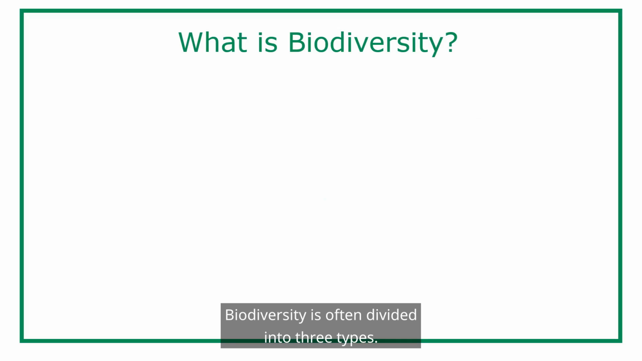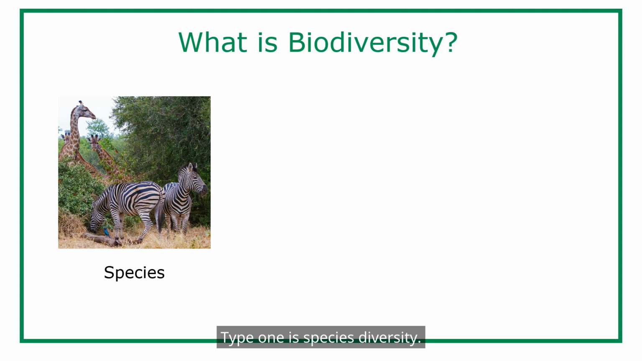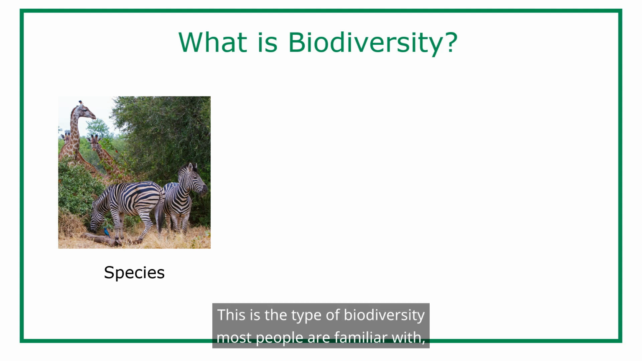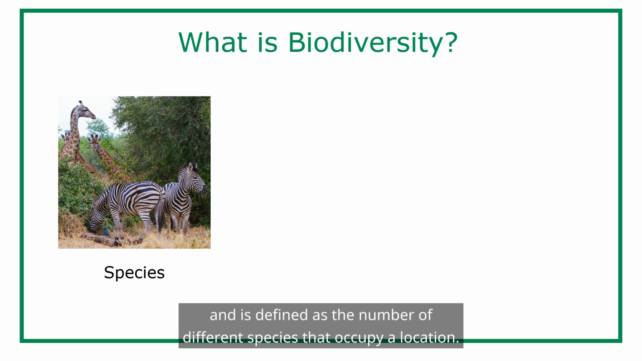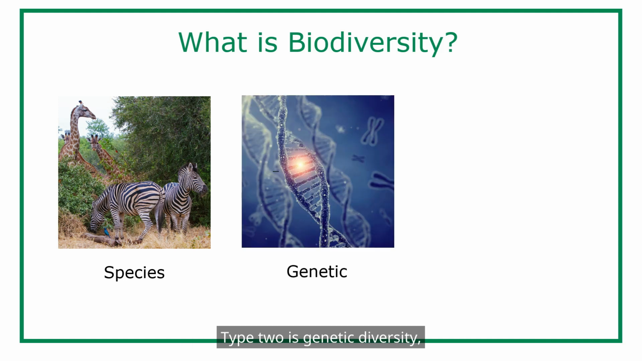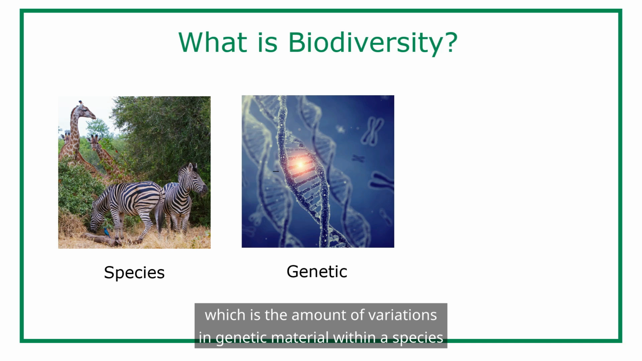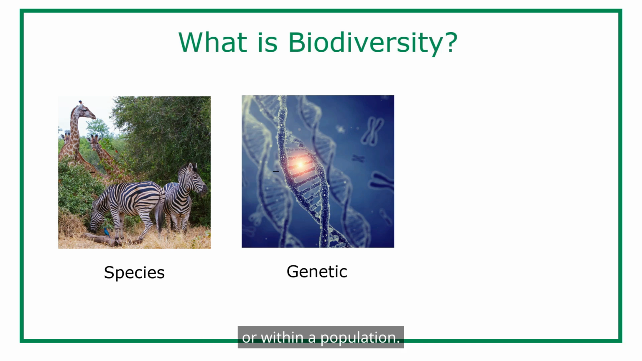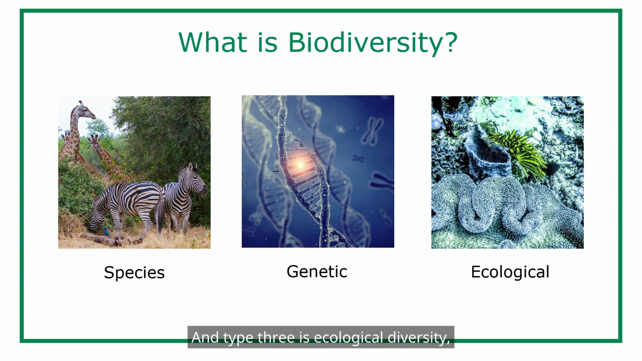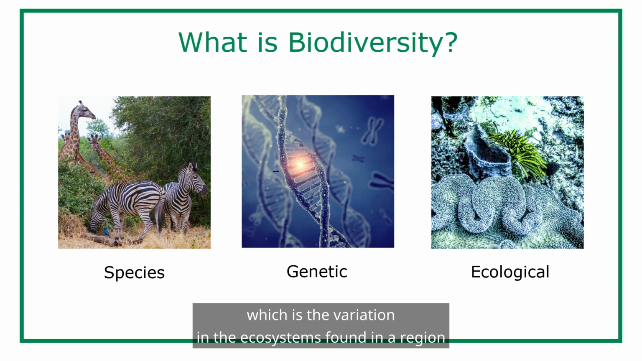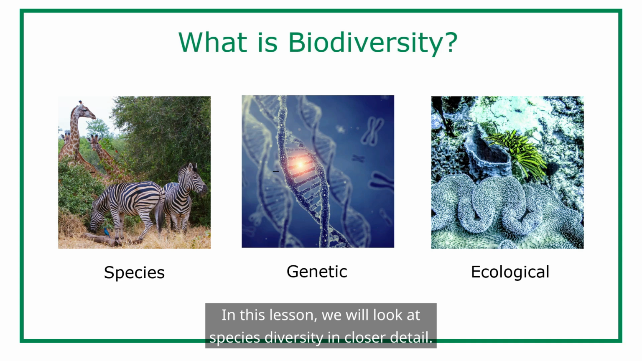Biodiversity is often divided into three types. Type 1 is species diversity. This is a type of biodiversity most people are familiar with and is defined as the number of different species that occupy a location. Type 2 is genetic diversity, which is the amount of variations in genetic material within a species or within a population. And type 3 is ecological diversity, which is the variation in the ecosystems found in a region or the variation in ecosystems over the whole planet. In this lesson, we will look at species diversity in closer detail.